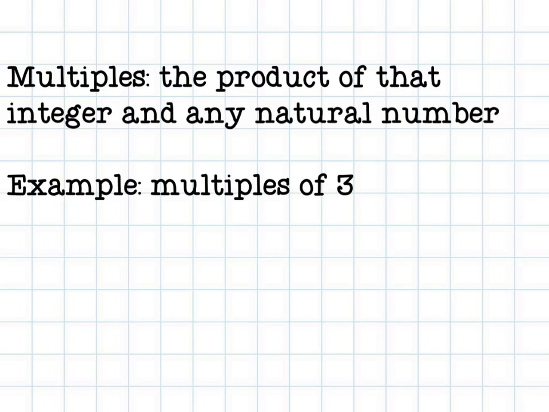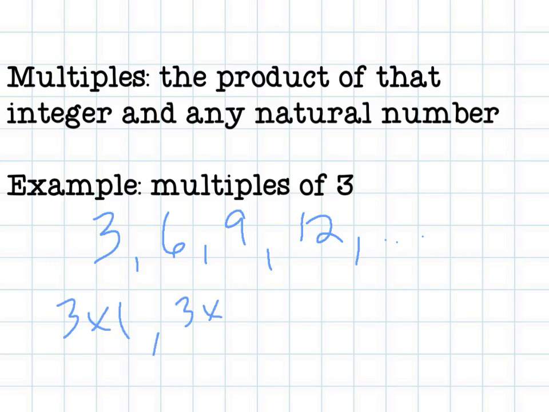Multiples. Multiples are the product of that integer and any natural number. For example, multiples of the number 3 would be 3, 6, 9, 12, etc. We got 3 by doing 3 times 1. 6 was 3 times 2. 9 is 3 times 3. And 12 is 3 times 4.